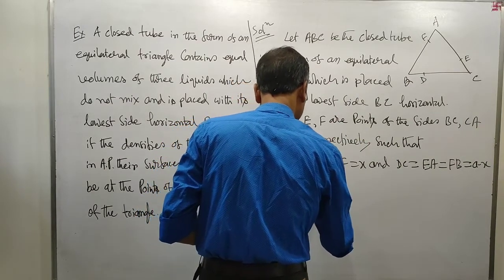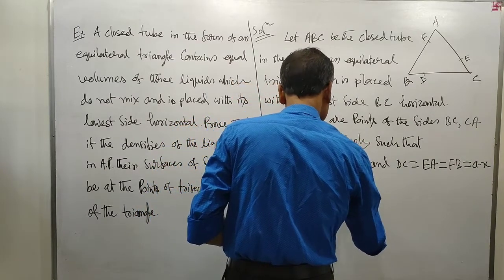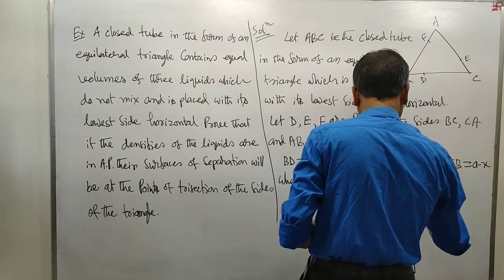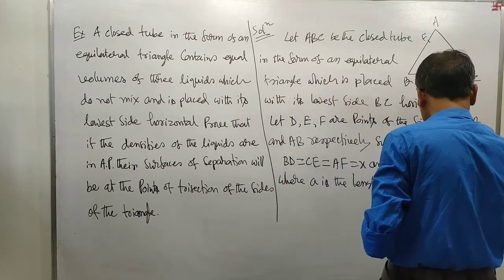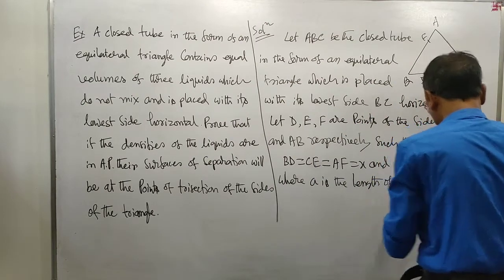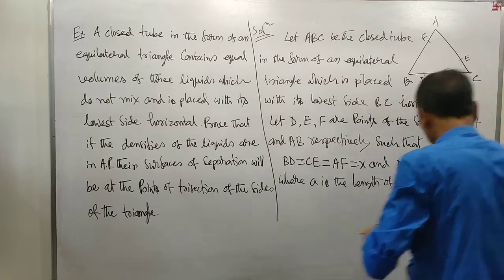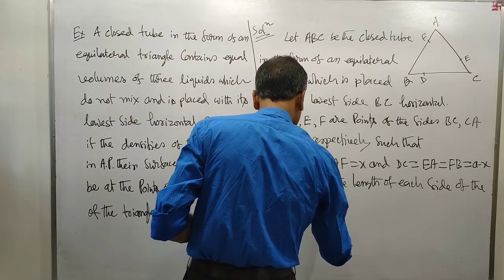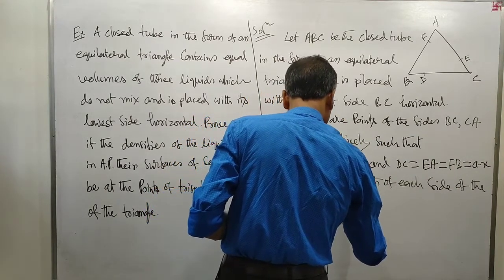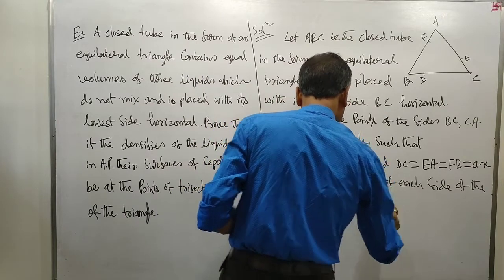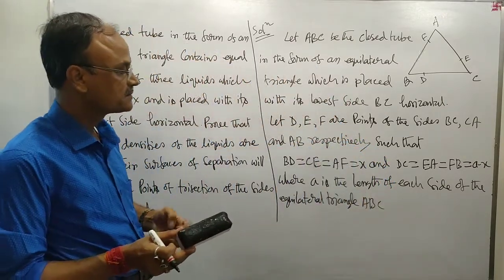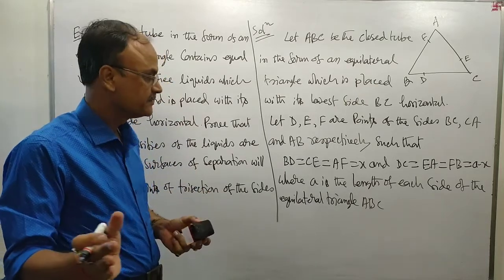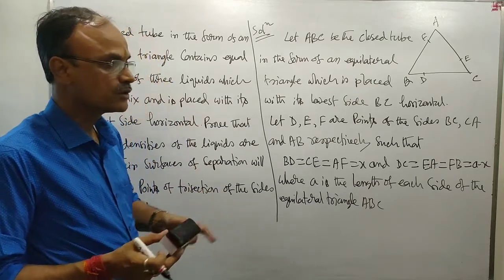where a is the length of each side of the equilateral triangle ABC.